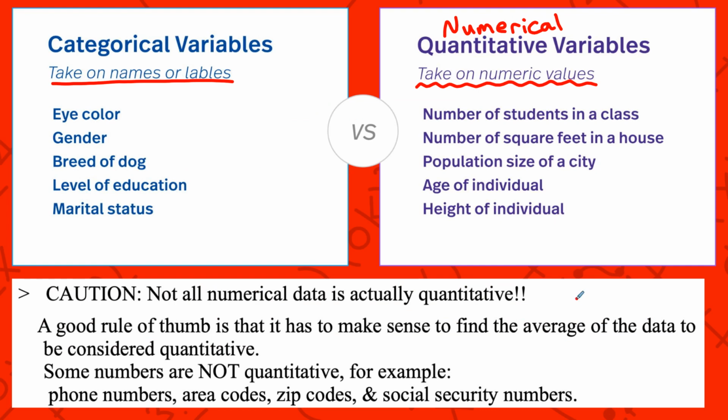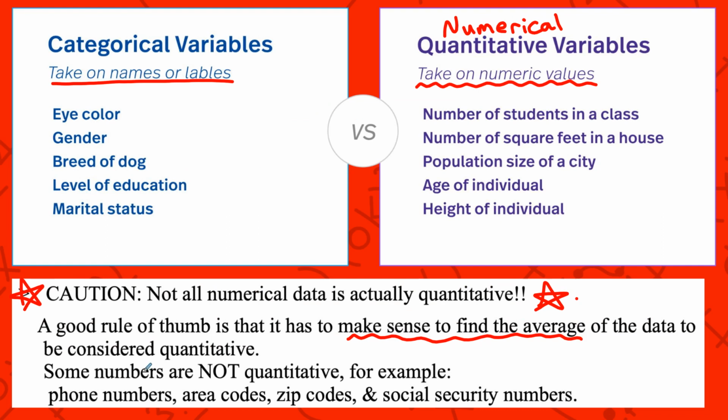Not all, here's another thing I would star. Not all numerical data is actually quantitative. So here's what we would look for, because that can get kind of confusing, right? So what's quantitative and what's not? A good rule of thumb is that it has to make sense to find the average of that number. So some numbers are not quantitative.